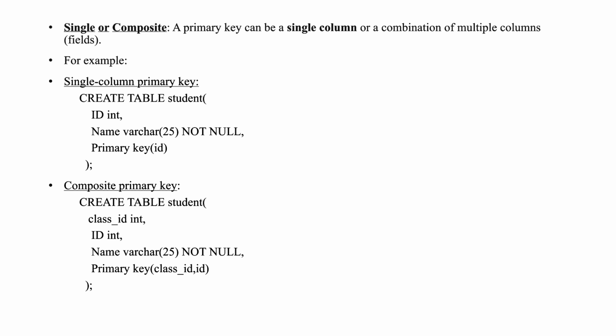Okay, so syntax is create table student, class_id data type int, comma, id data type int, comma, name varchar, its size, not null, comma, primary key and list of columns class_id, comma, id. Okay, here we are applying primary key on two columns, class_id and id. But here only one primary key per table.